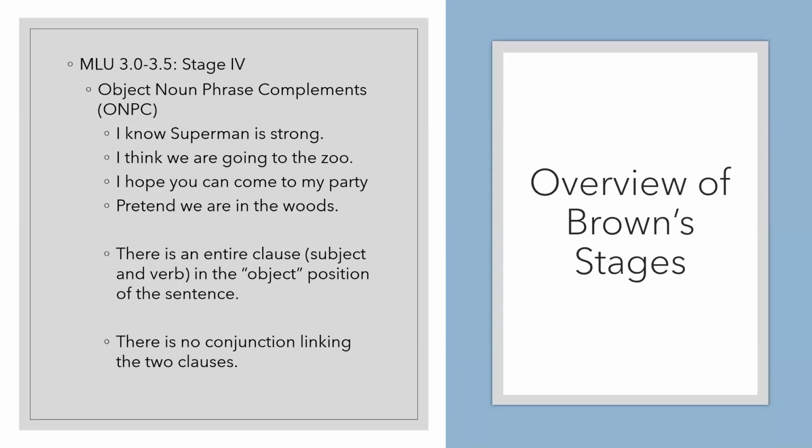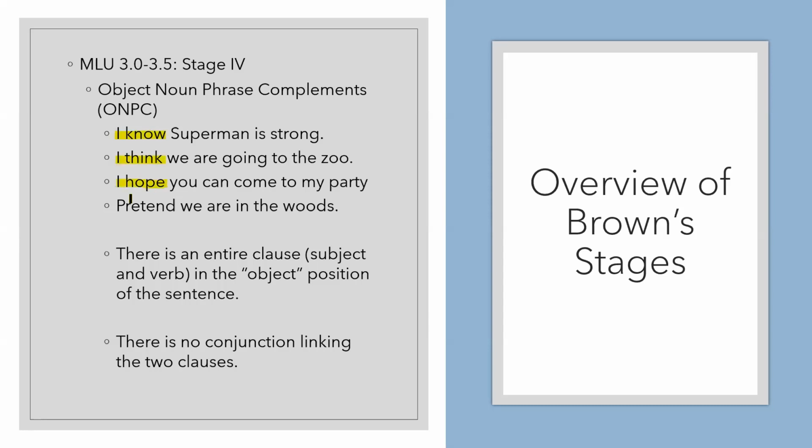So once you get to stage 4, where the MLU is now between 3 and 3.5, you're going to have what are called object noun phrase complements. And you may be thinking, oh, sweet Marcy, I really don't care. And I so don't want to have to learn this, because please tell me that I will never have to use this in my speech pathologist life. Well, I hate to tell you, you absolutely will.